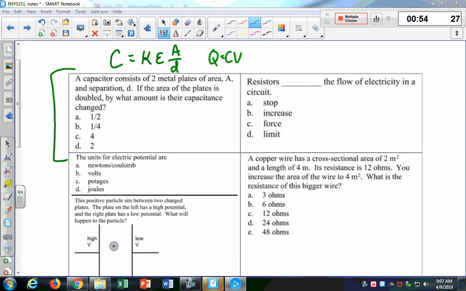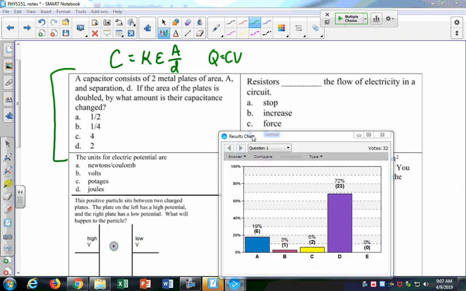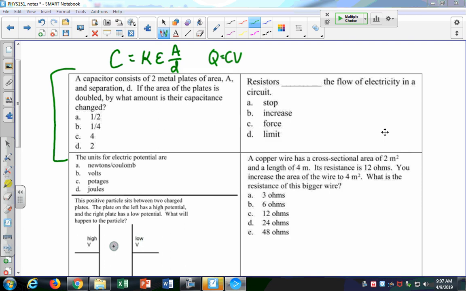All right, let's stop at 103. Okay, D is right. If I double A, I double the capacitance. Remember we talked about capacitors? They're kind of like a big bowl that you put popcorn in. If you make the bowl bigger, I can hold more popcorn in it, right? So similarly, if I make the plates bigger, they can hold more charge.